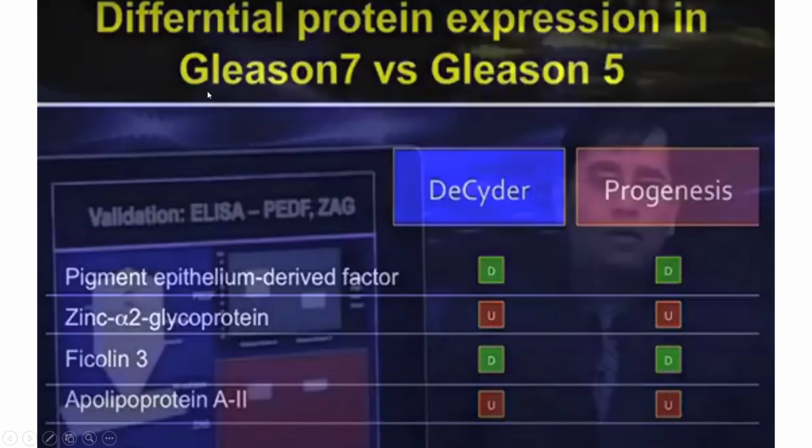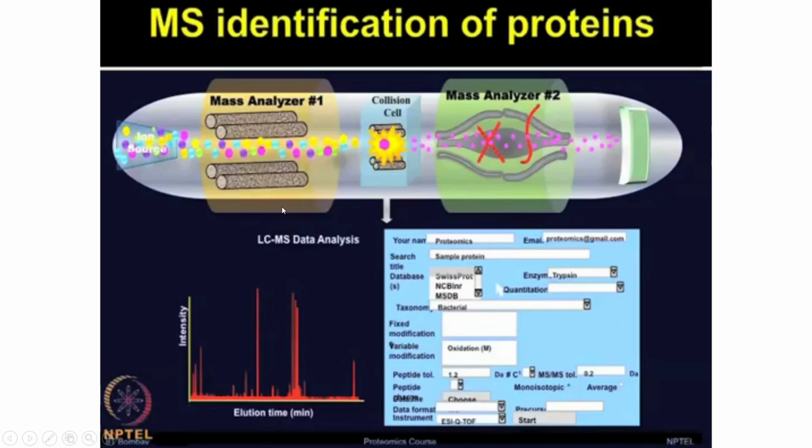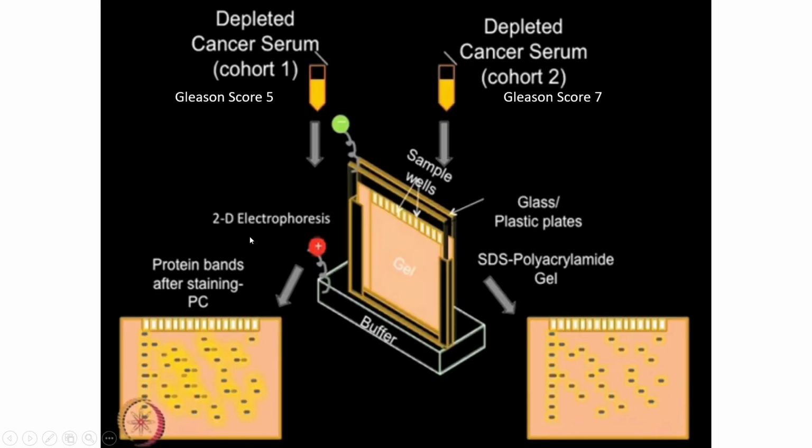So, differential protein expression. Once they found that there are certain differences, they ran it in two different gels. Two different dyes were basically added. This is sample one, this is sample two of different cohorts, and you can visualize that there are certain proteins which are present in patients with a certain Gleason score, whereas certain ones were not present. If you compare these two, there are certain proteins which are present here, but not present here.